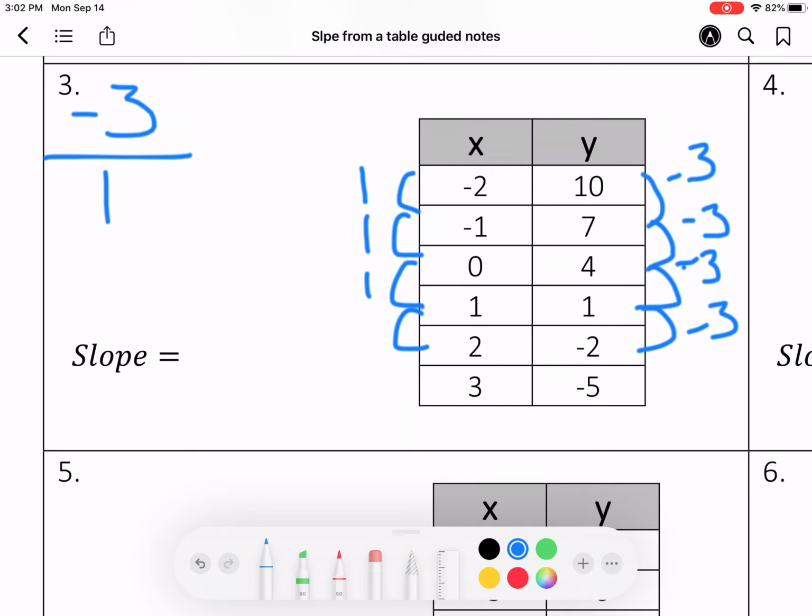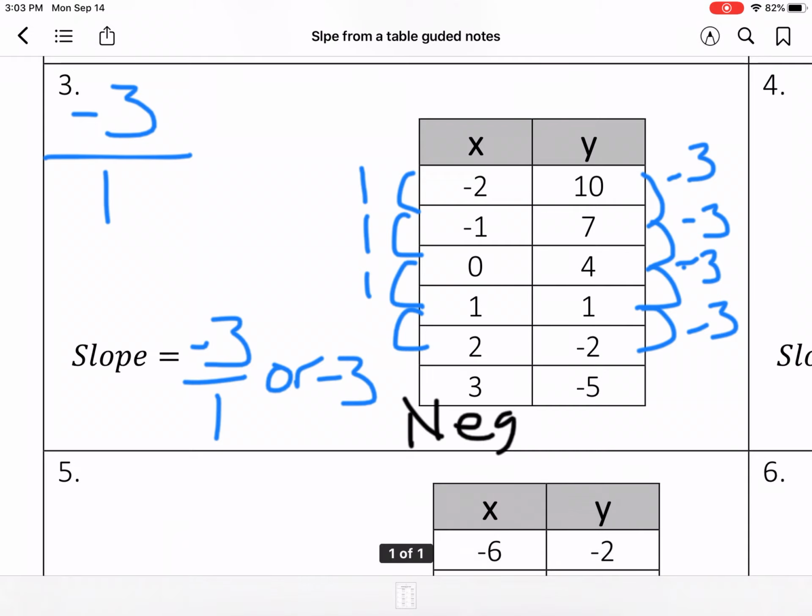So my slope here is negative 3 over 1, or negative 3 by itself. And this slope, since it's got a negative, is going to be a negative slope, which means it's going to go down from left to right. Okay, so that's two different ways to do this.